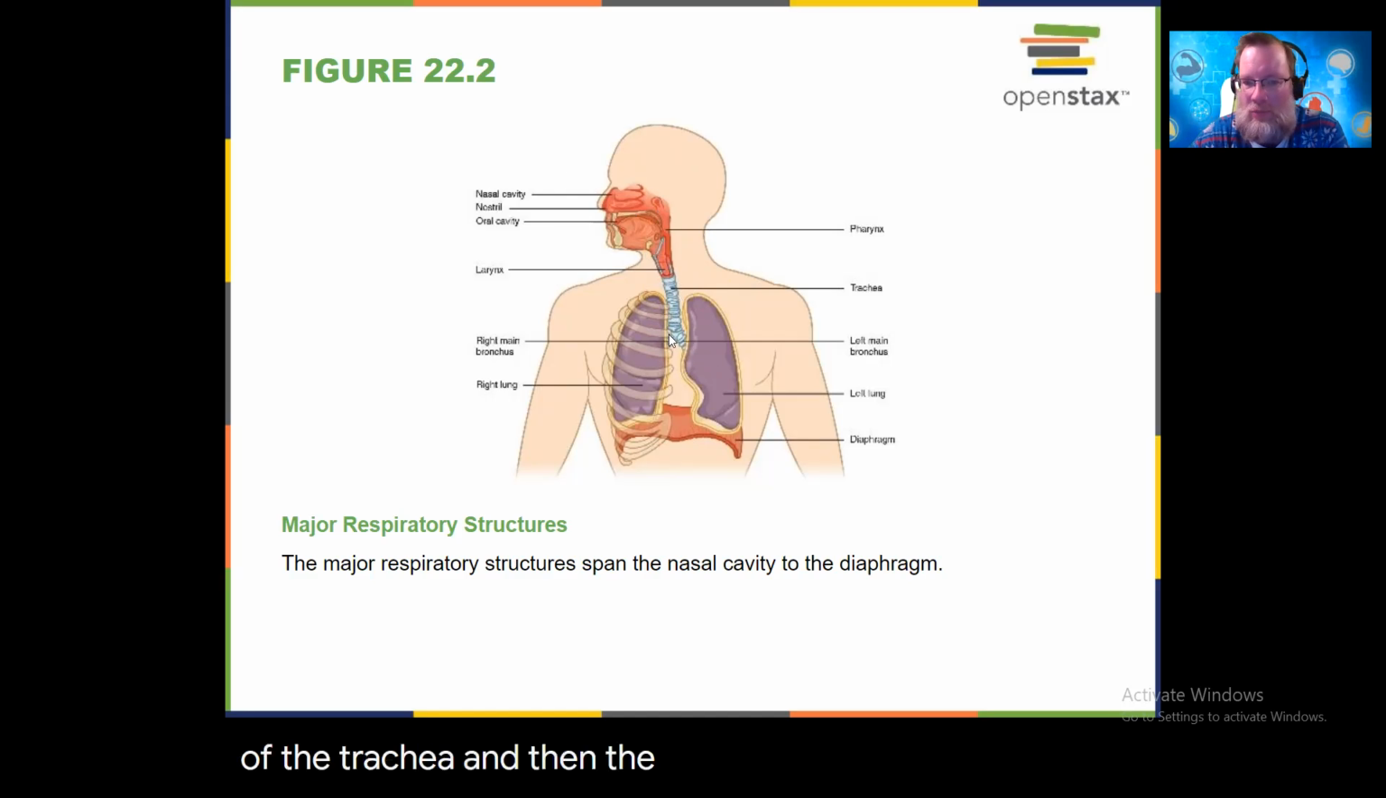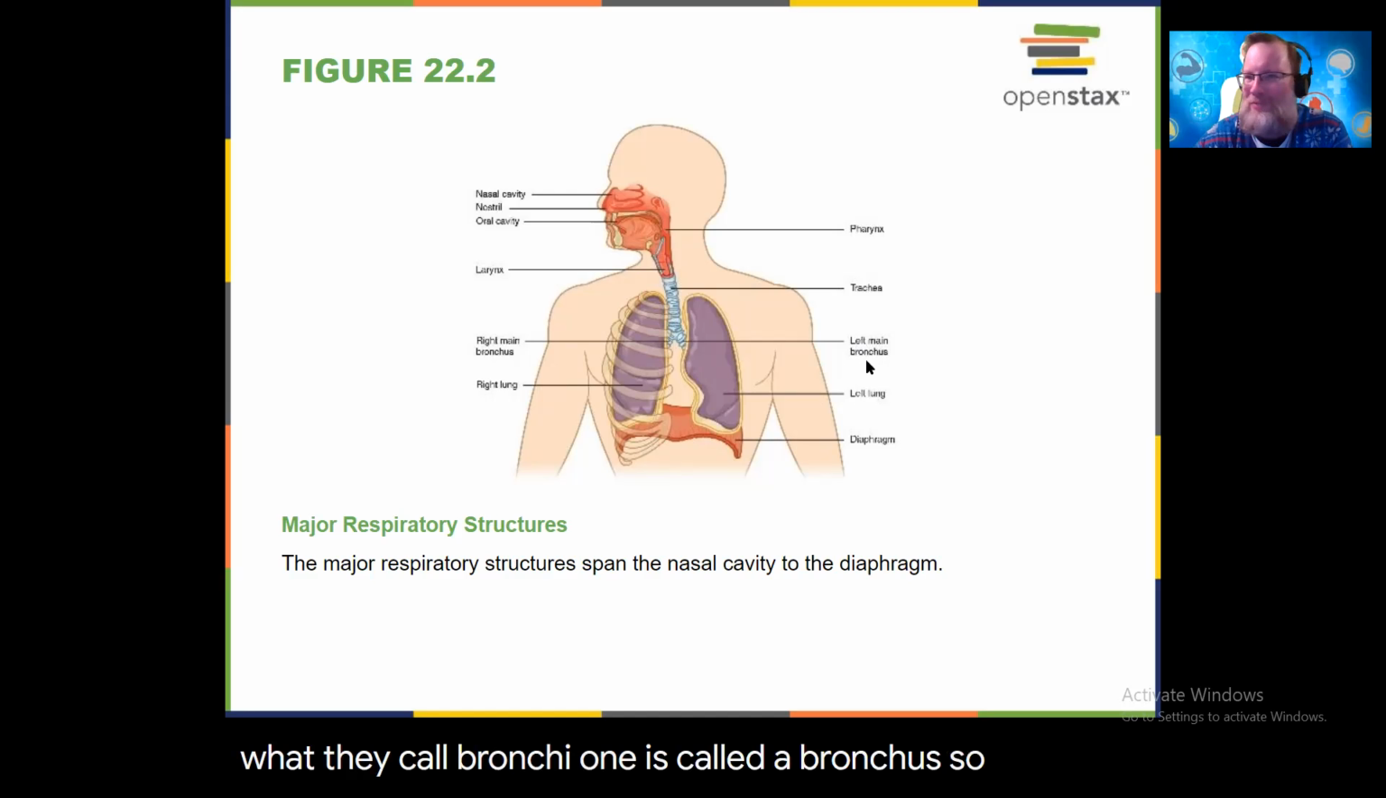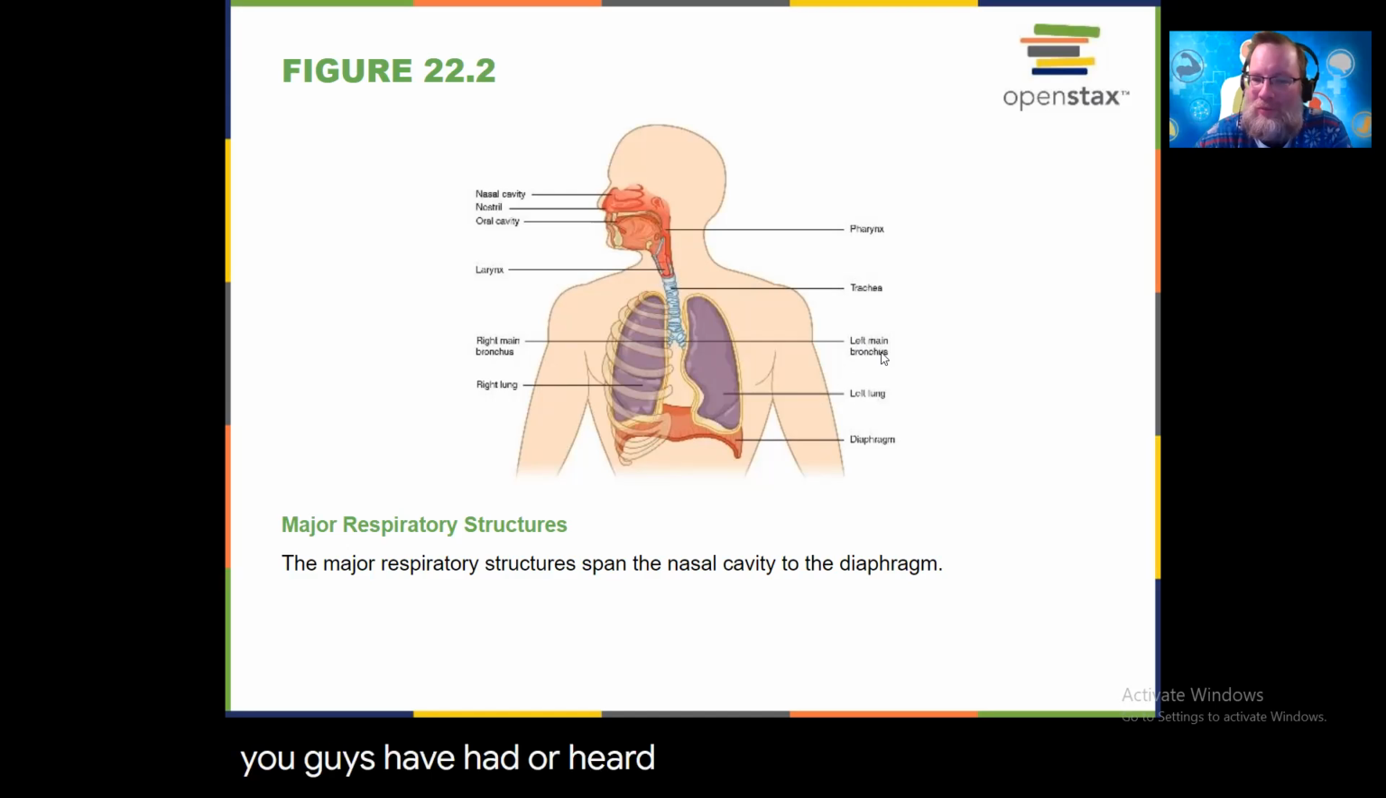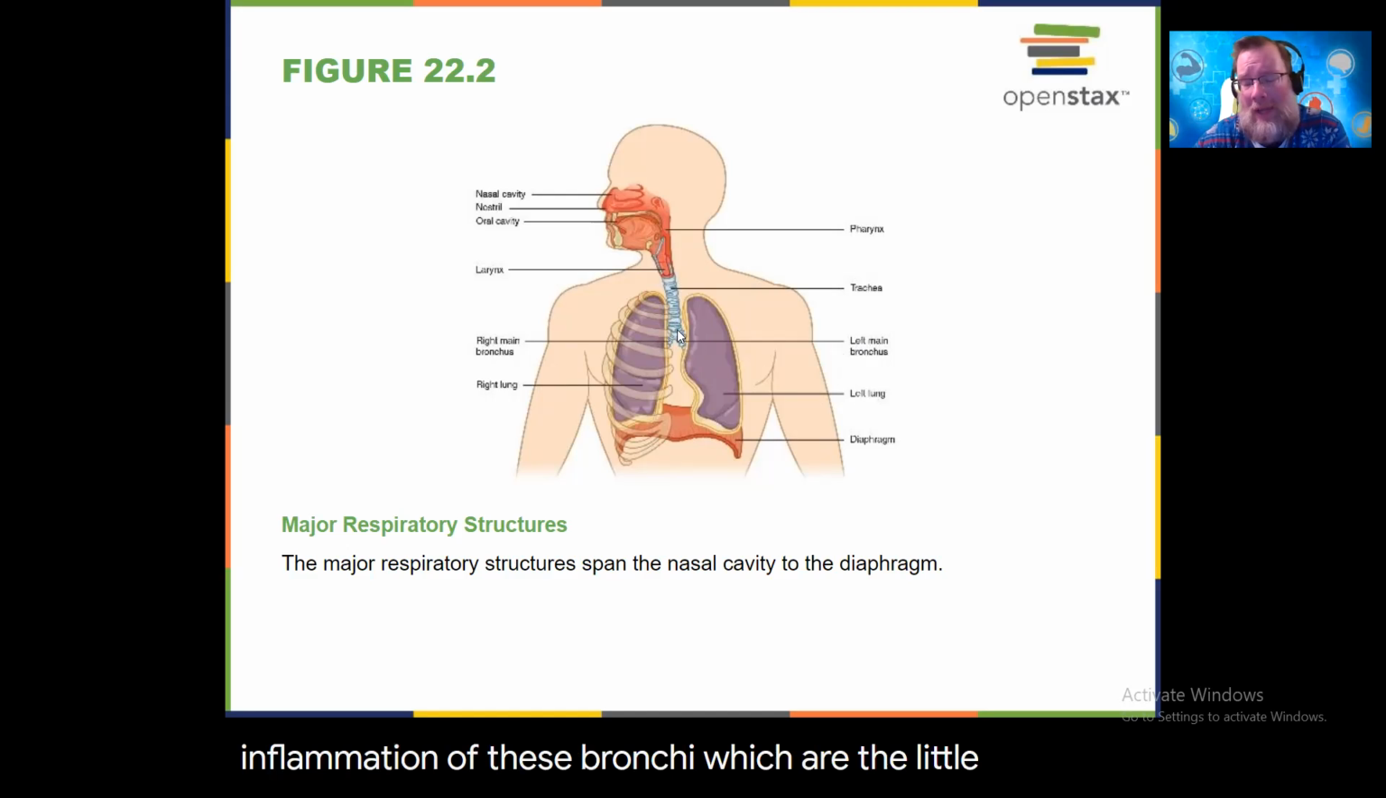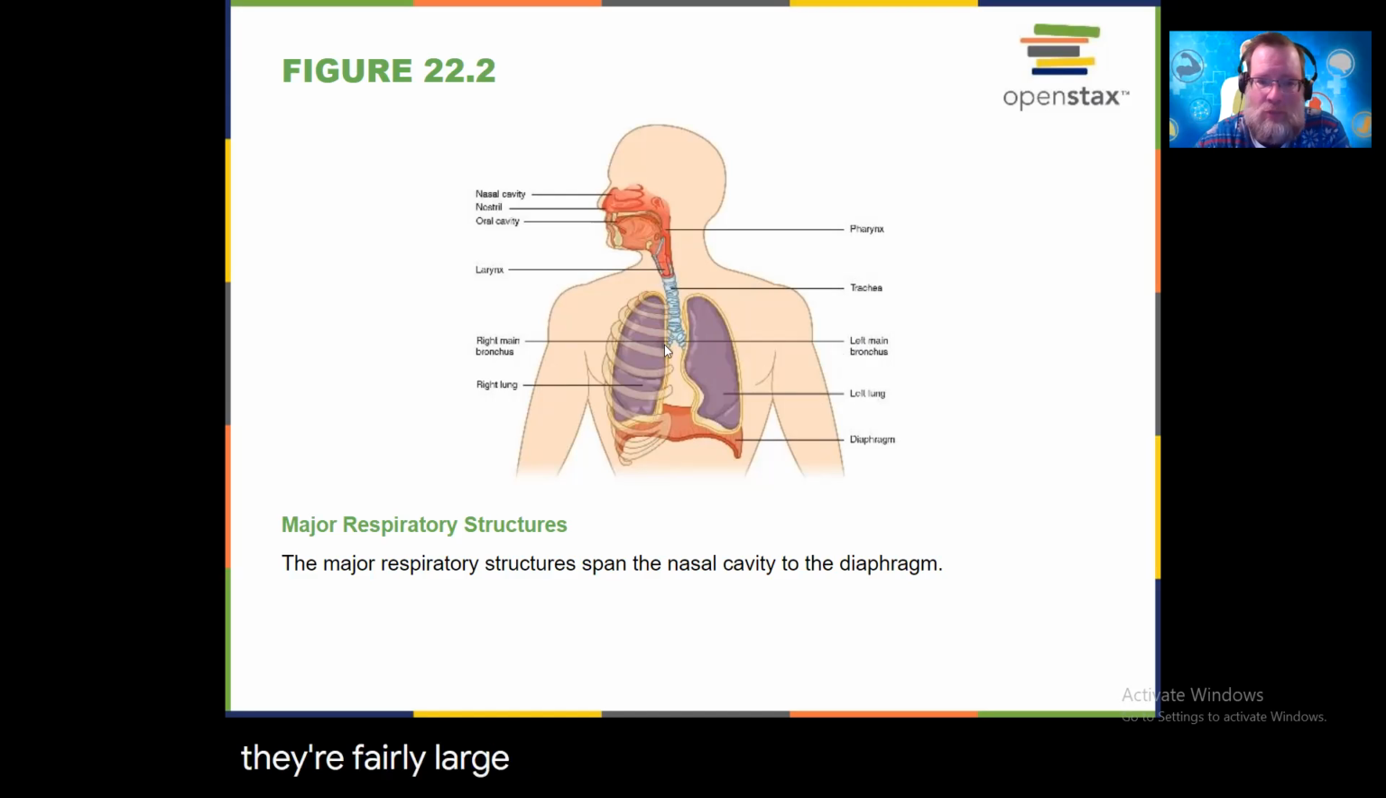And then the trachea branches into two large what they call bronchi. One is called a bronchus. I'm sure you guys have heard of, hopefully you haven't had it, but I think most all of us at some point in our lives have had some sort of lower respiratory infection, maybe bronchitis. That's going to be the inflammation of these bronchi, which are fairly large branches off of the main trunk or trachea.